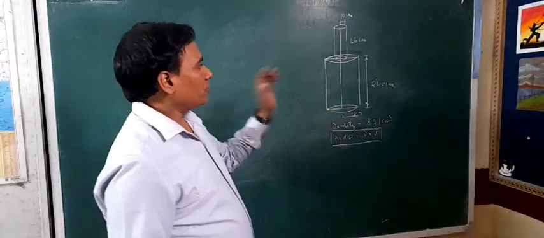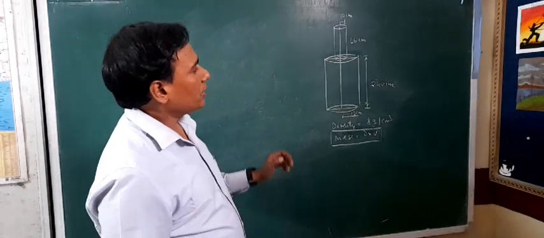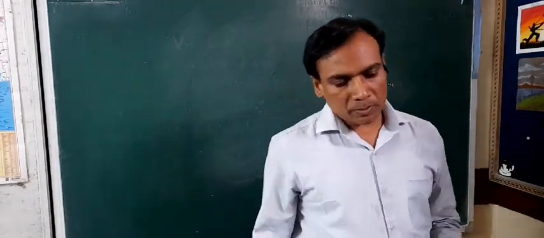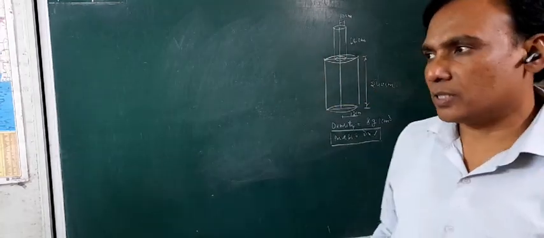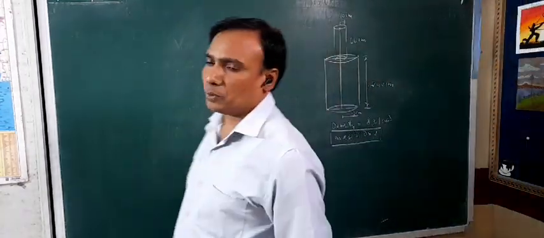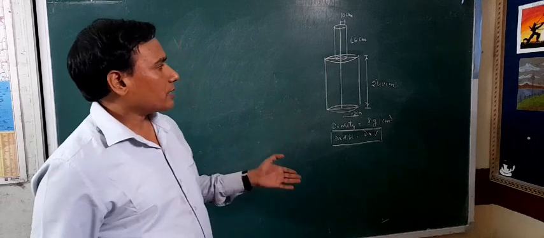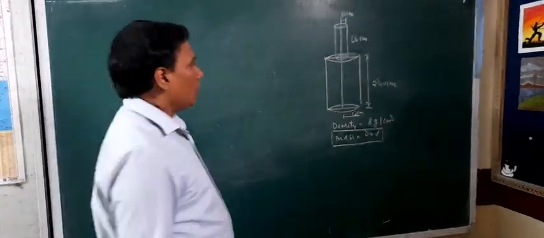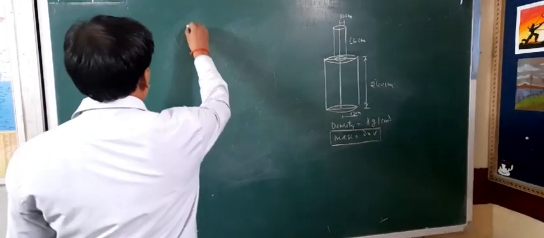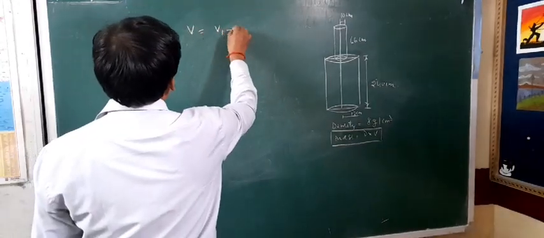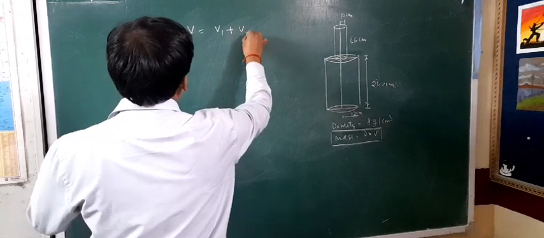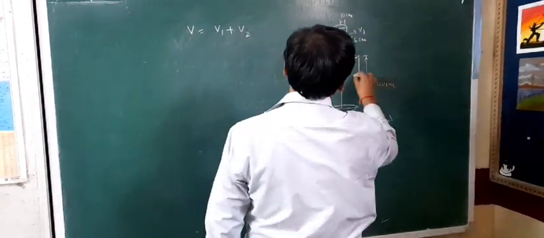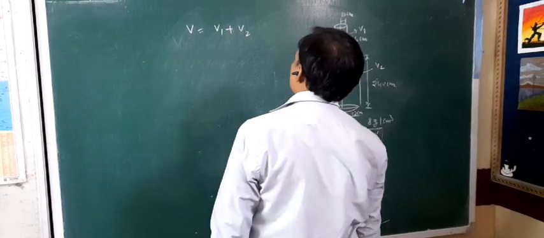On the basis of the dimensions and the figure, we conclude that we have two different cylinders, and we shall apply the formula for two different cylinders. Either you can calculate the first cylinder and second cylinder separately and add them to get the total volume, or you can apply a combined formula. Volume is equal to volume 1 plus volume 2. Volume 1 is for the first cylinder, and volume 2 is for the second cylinder.